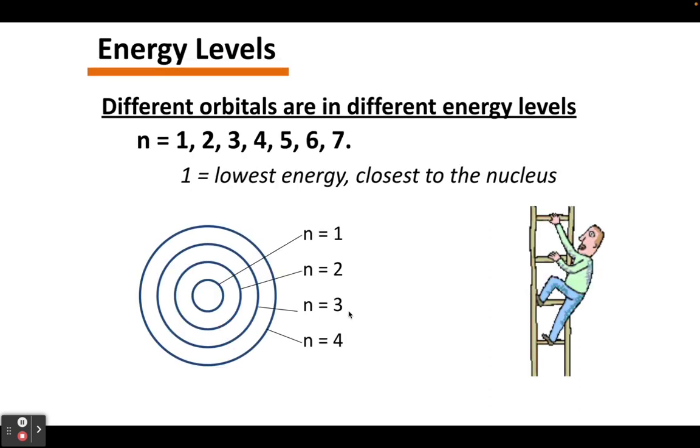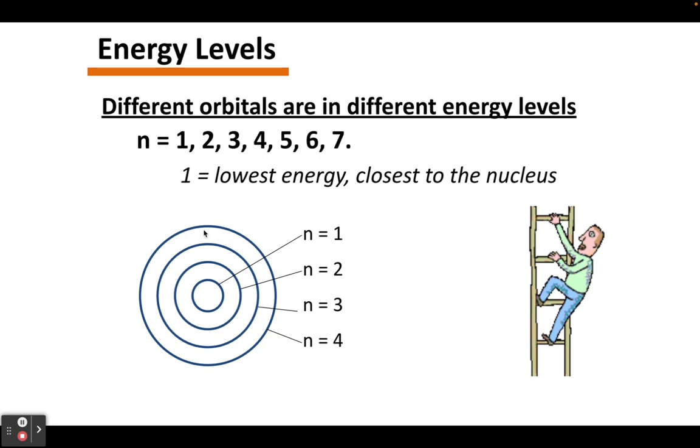All right, so let's talk about energy levels. There are different energy levels. The orbitals can be in energy levels 1, 2, 3, 4, 5, 6, or 7. We only go up to 7. We could go higher, but for the purposes of our class and the fact that the periodic table only goes up to 7, we're only going to go up to 7.